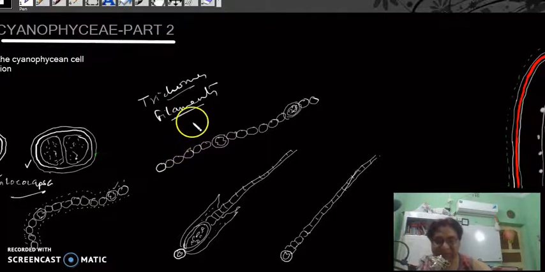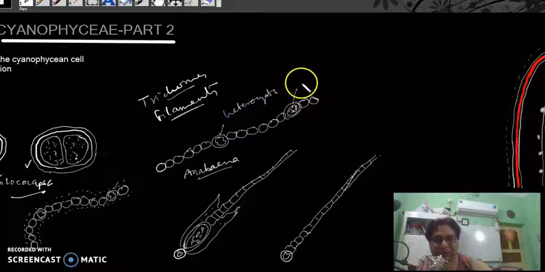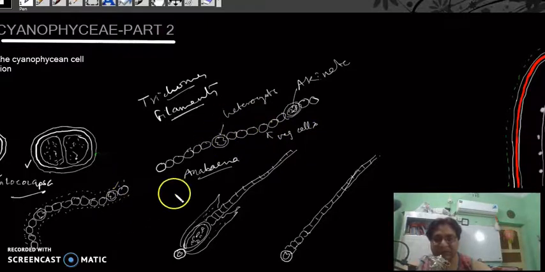The trichomatous form is represented by Anabaena, which is being shown here. Anabaena, a very important alga with heterocysts. These are heterocysts, specialized cells for nitrogen fixation. This is a reserve food, asexual reproductive unit called the akinete, sometimes also treated as a vegetative reproductive unit. And these are the vegetative cells of the alga. So this is the trichome of Anabaena, an unbranched trichomatous structure.